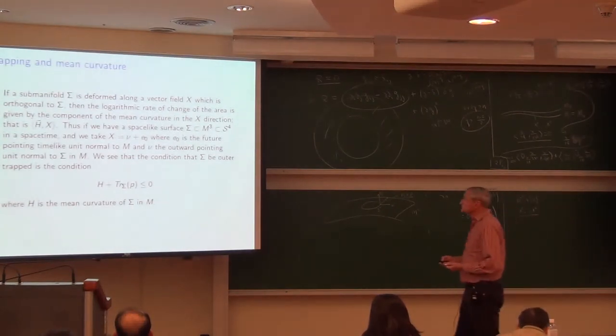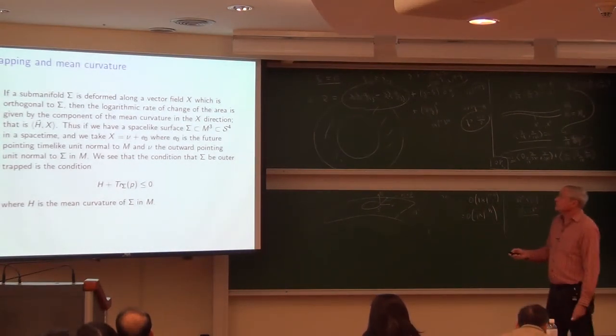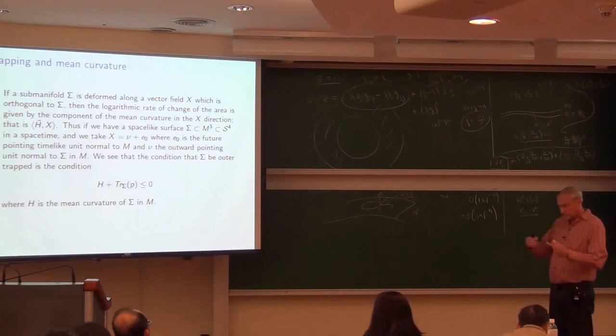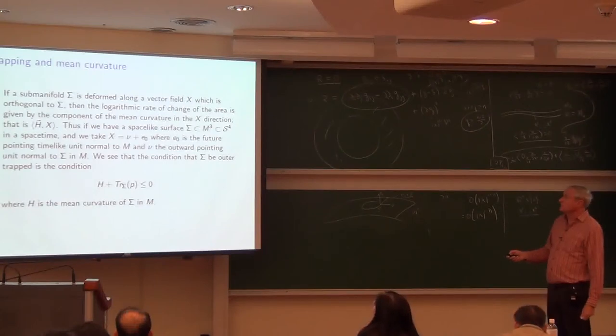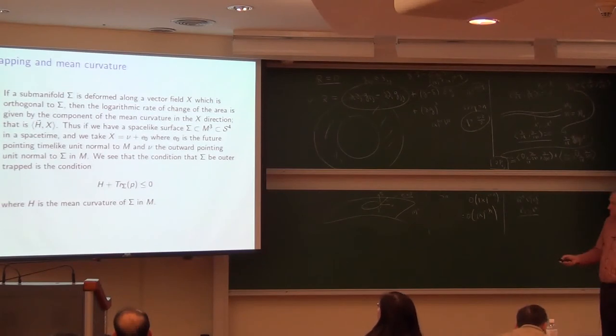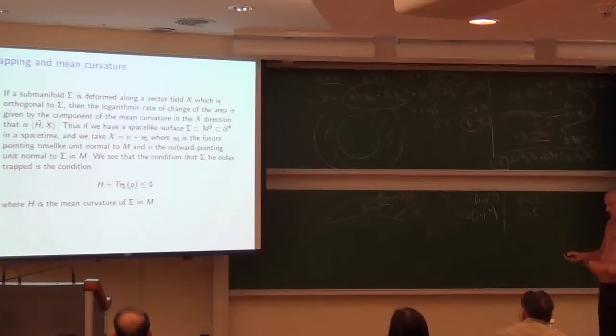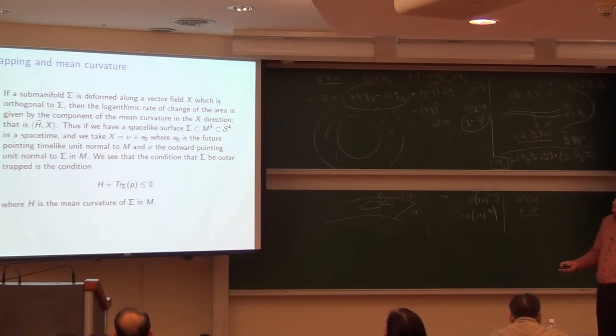It also has some very interesting geometry connected to it. So let's write down the conditions more carefully. Again, as I said yesterday, if we take a submanifold of a Riemannian or Lorentz manifold and deform it orthogonally to itself, then the logarithmic rate of change of the area is given by the mean curvature in the X direction. In our case, we're moving in a specific null direction, and so the corresponding mean curvature has two parts. One comes from the mean curvature, or the trace of the second fundamental form of M in the spacetime, and the other is from the mean curvature of sigma in M. It's the sum of those two terms.